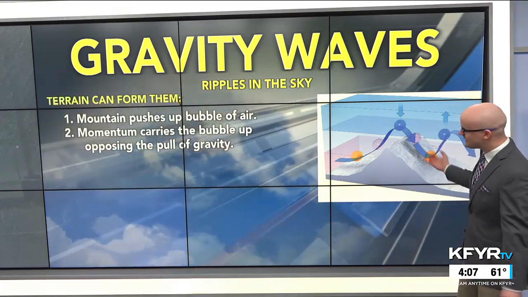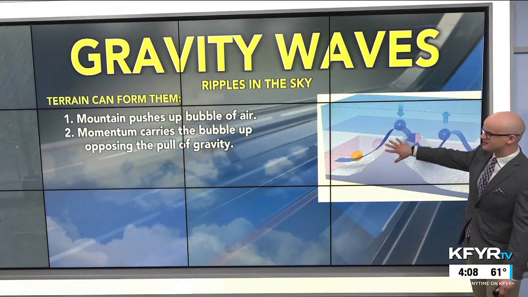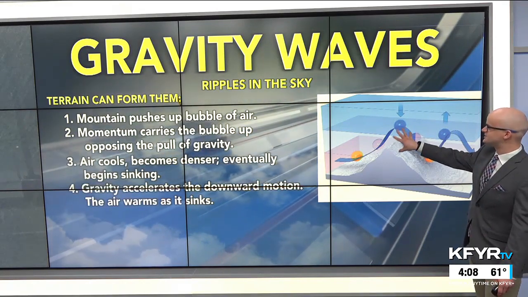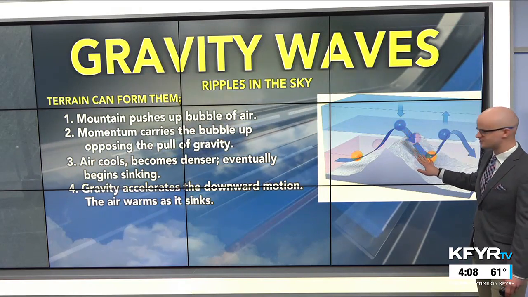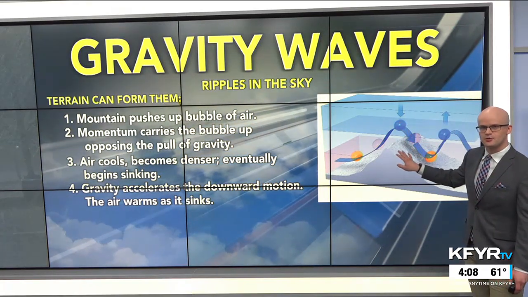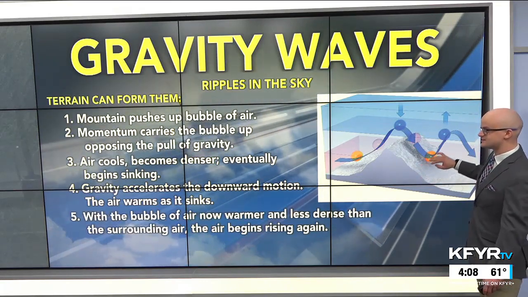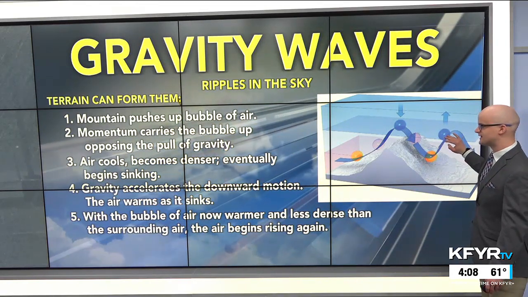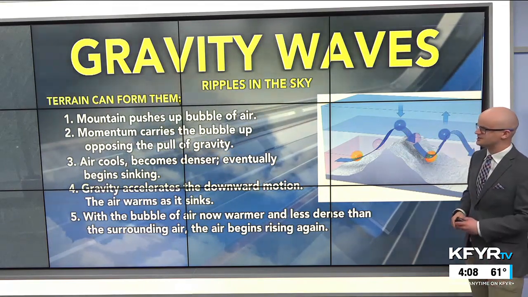So with terrain, like I was talking about, a mountain pushes up a bubble of air. The momentum carries that bubble up, opposing the pull of gravity. But once it reaches height, the air cools, it becomes denser. Eventually, it starts to sink again. Gravity accelerates that downward motion, and the air warms as it sinks. Now that it's warmer, it's less dense and wants to go right back up. So with the bubble of air now warmer and less dense than the surrounding air, it begins to rise again, and you get this oscillating up and down motion in the atmosphere.